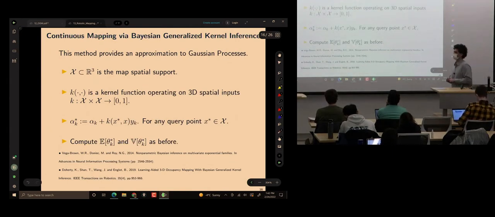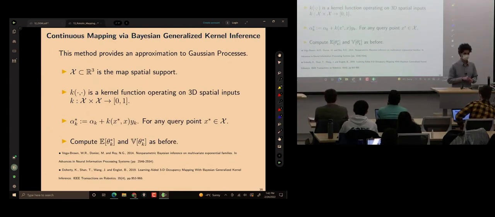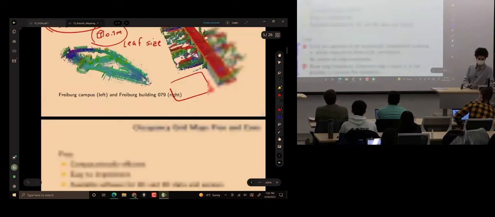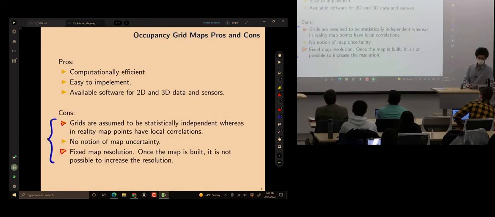So we fixed the problem of... What did we fix? I have to go all the way back to the beginning. Grids were assumed to be statistically independent. Did we solve this? We did? Please elaborate how we did that. We didn't. We're still just counting measurements in one grid.